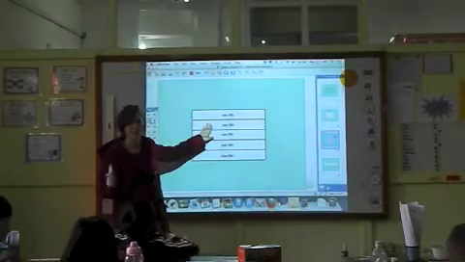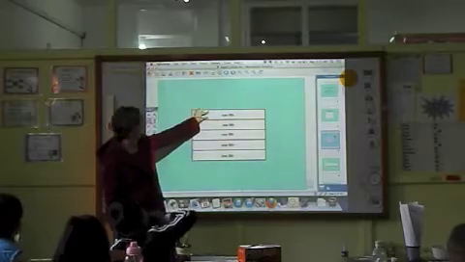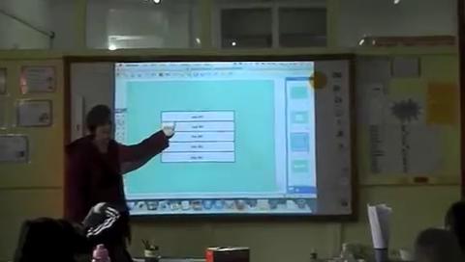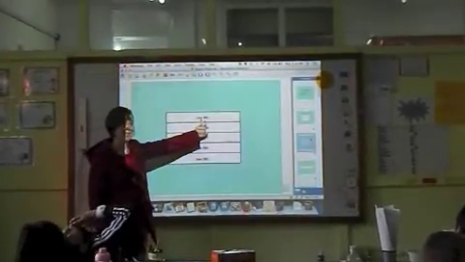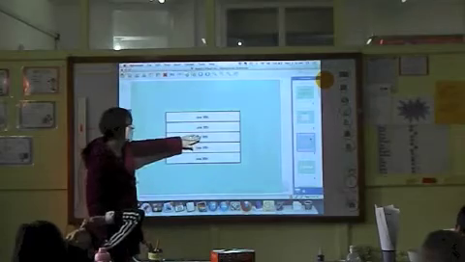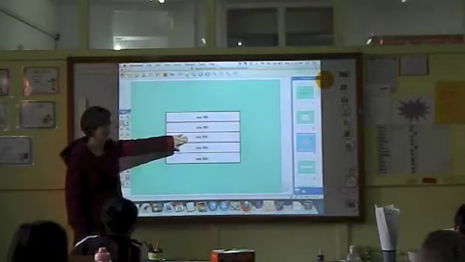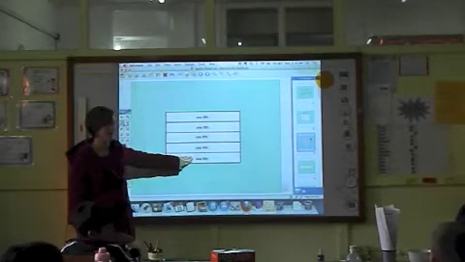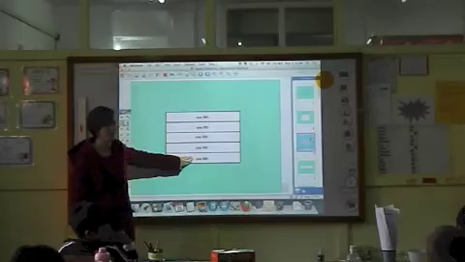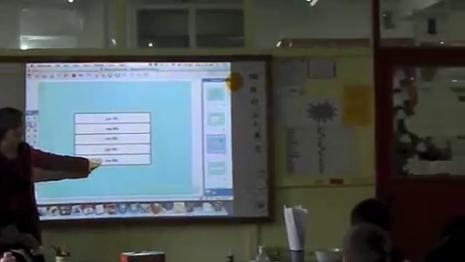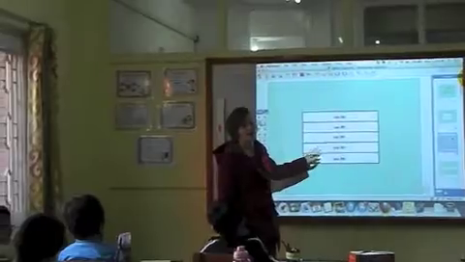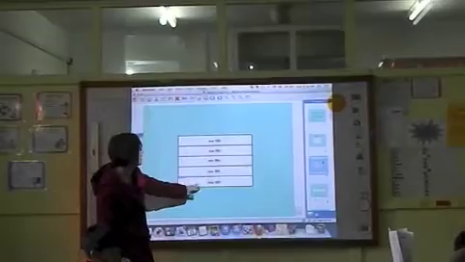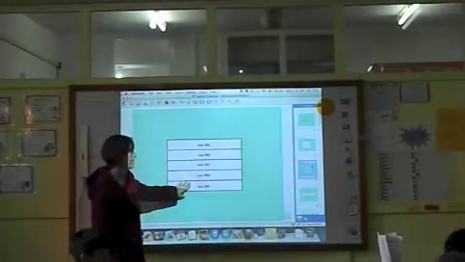And each piece, how much is each piece worth, Anjali? Each piece, what's the value of each piece? One-fifth. Okay, how much is this piece worth? 1/5. What about this piece, Stephen? How much is this one? 1/5. Okay, so each piece, if it's divided equally, then that means it's a fifth.